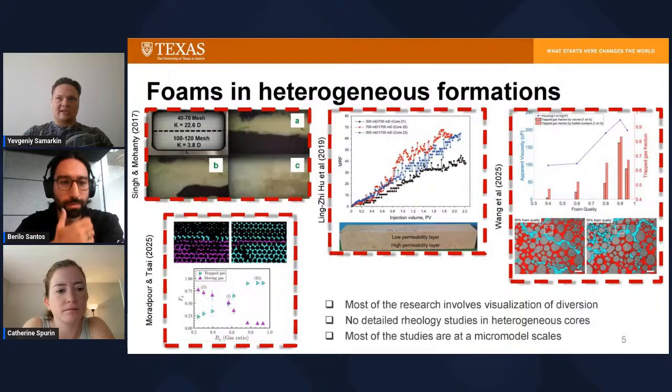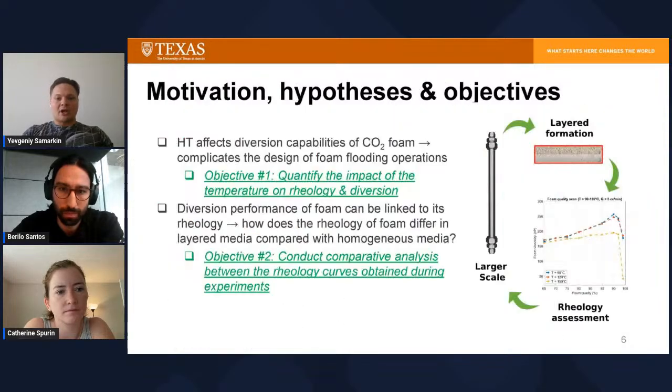Also, as I said, most of the research was done at low temperature and low pressure conditions and at the micromodel scale, so that motivates us to expand this research further to a larger scale. In my case, I'm doing experiments at a core scale.